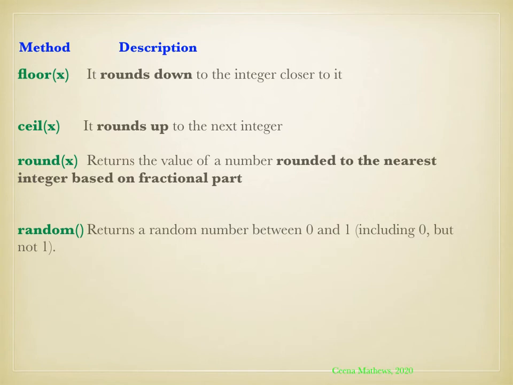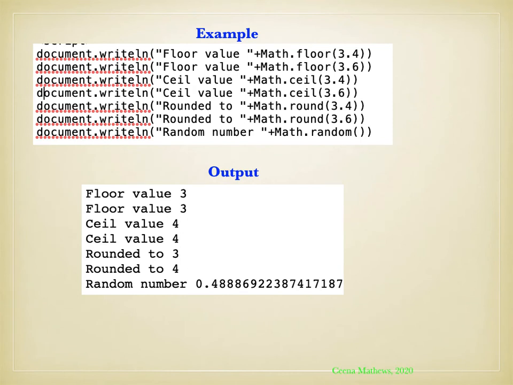You can see examples for this. Math.floor of 3.4. Since I said in the previous slide that floor always rounds down, 3.4 is rounded down to the integer closest to it, that is 3. Math.floor of 3.6 also will be rounded down to 3. It always rounds down. And Math.ceil will round up. So 3.4 is rounded up to 4, as you can see in the output, and 3.6 also is rounded up to 4.